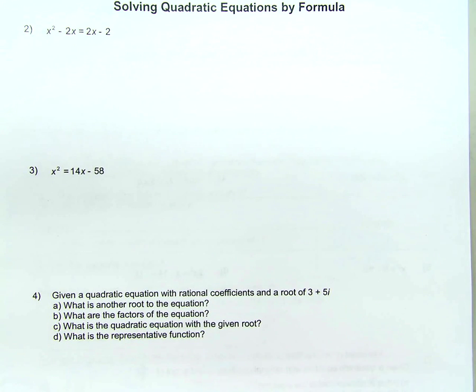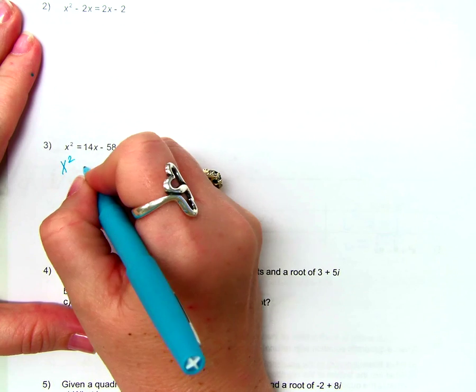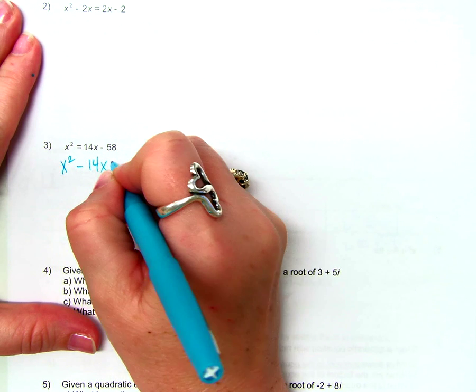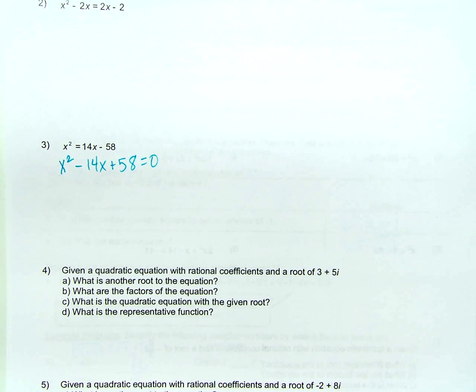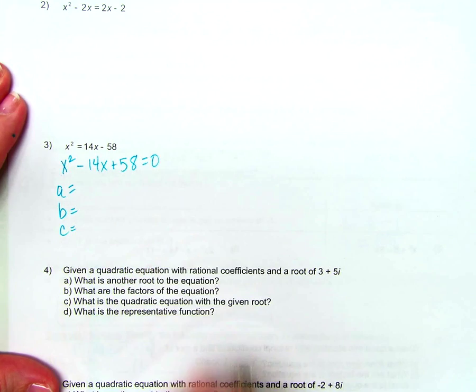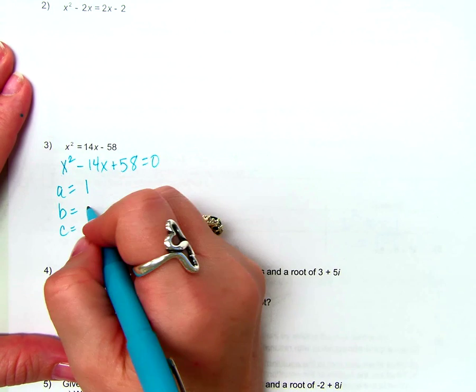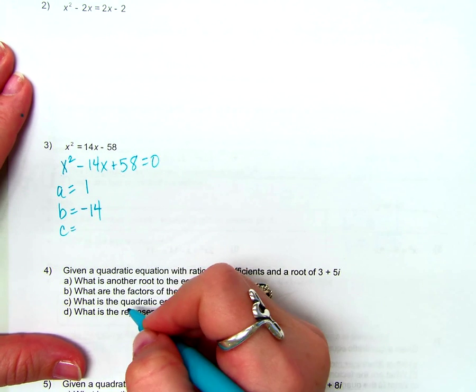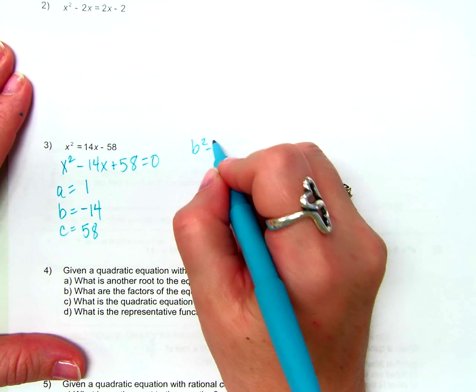Okay? Please look at number 3. Want to put it in the correct order? X squared minus 14x plus 58 equals 0. I want to identify my A, B, and my C. A is 1, B is negative 14, C is 58. Excellent. I want to find my discriminant.